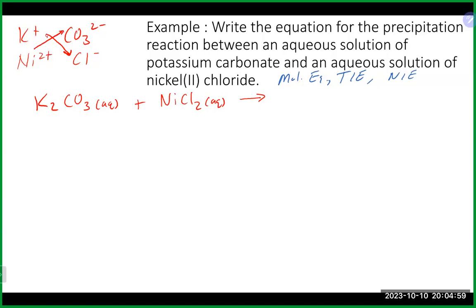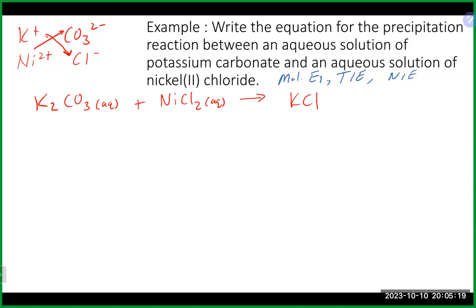I am not worried about the balancing aspect at this point. I want to get the right formulas down first. So when I take K+ and Cl-, I get KCl. I do not get the dreaded K2Cl2. Yes, so that does not exist. Yes, so it is KCl.